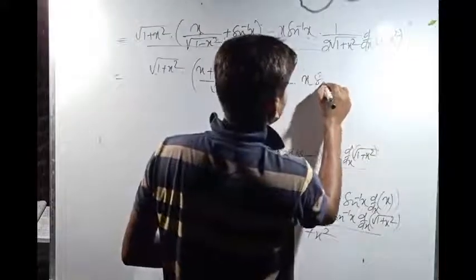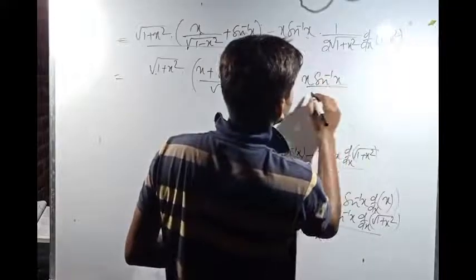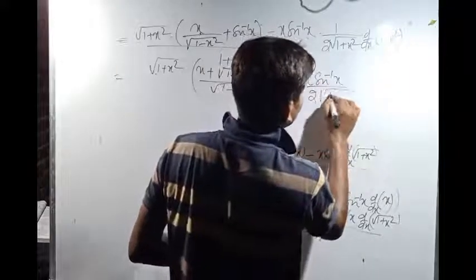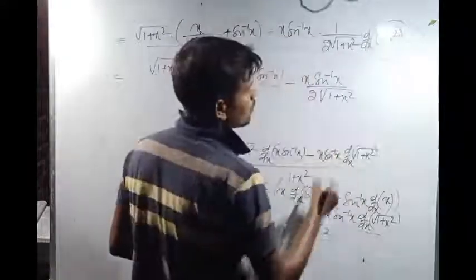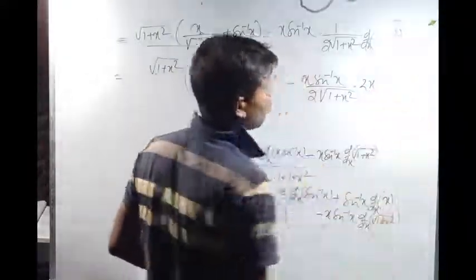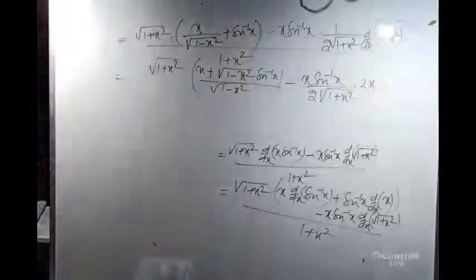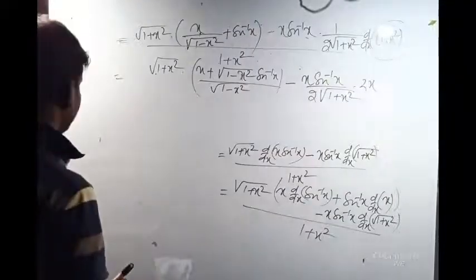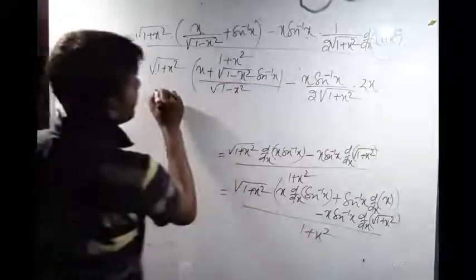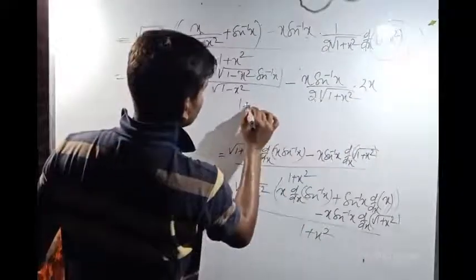Here x sin inverse x divided by root over of 1 plus x square, and the derivative of 1 plus x square equals only 2x. Okay. Now divided by 1 plus x square is here.